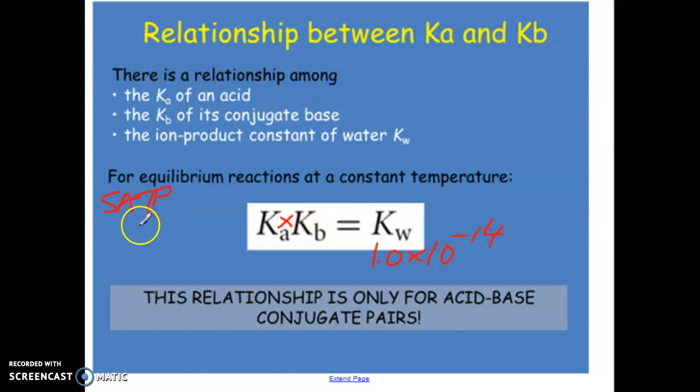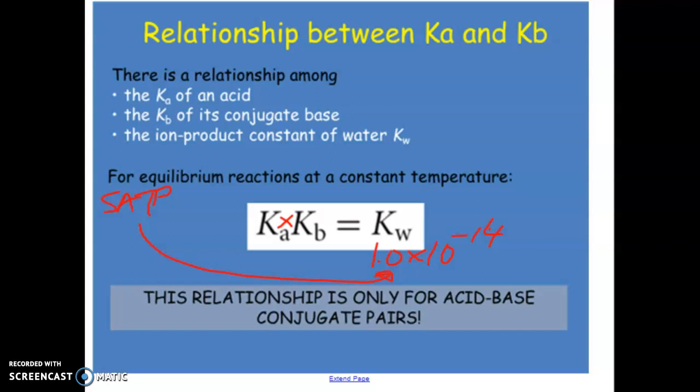The reason why I said SATP is because this number for Kw will change depending on the temperature. Technically, this relationship is always true at the same temperature of the reactions. However, the Kw of 1 times 10 to the negative 14 is only true at SATP. If it's happening at a different temperature, the Kw will have to either be given or looked up in a chart, but you can't use this number unless it's assumed at SATP.